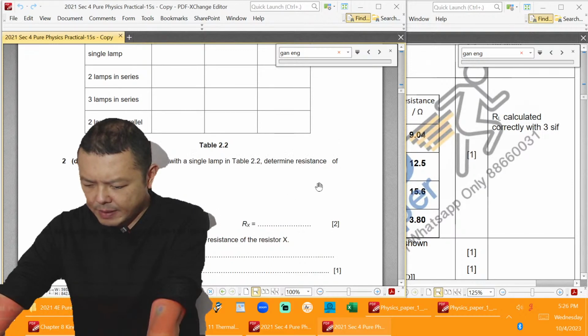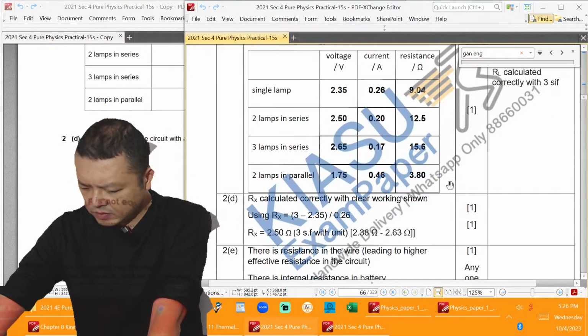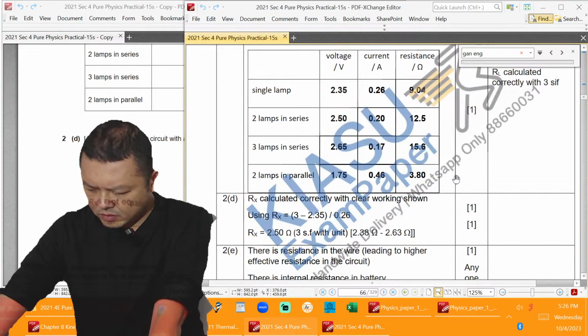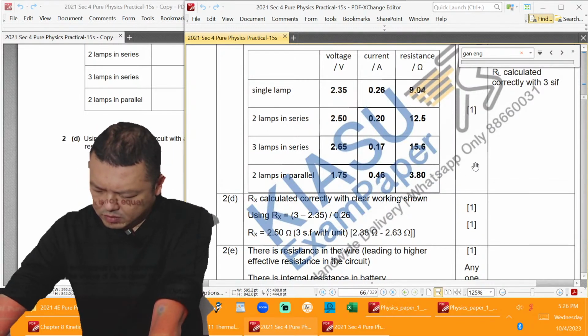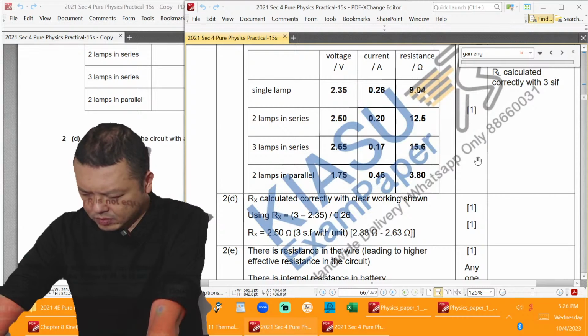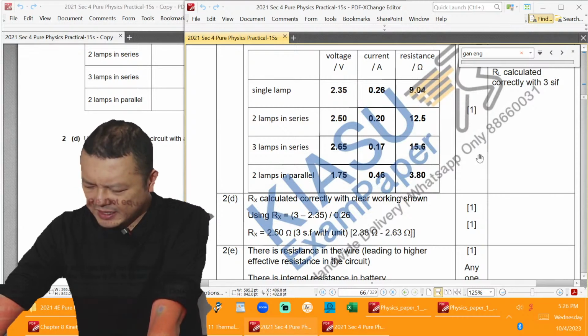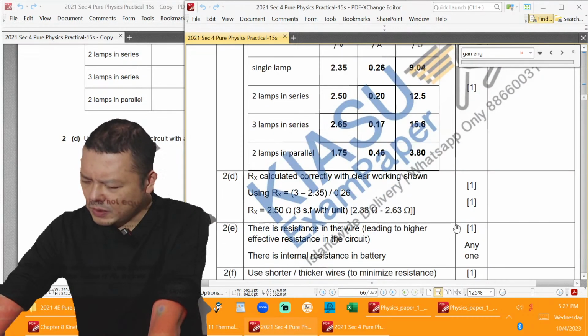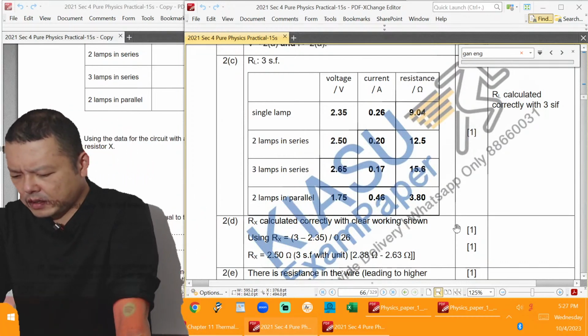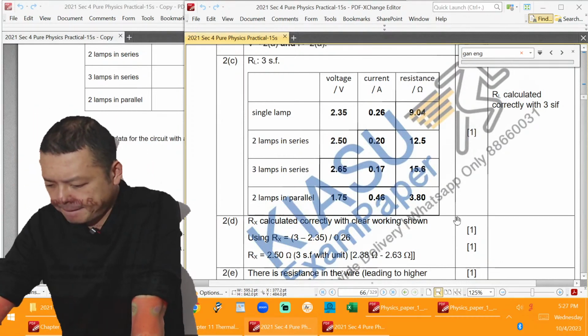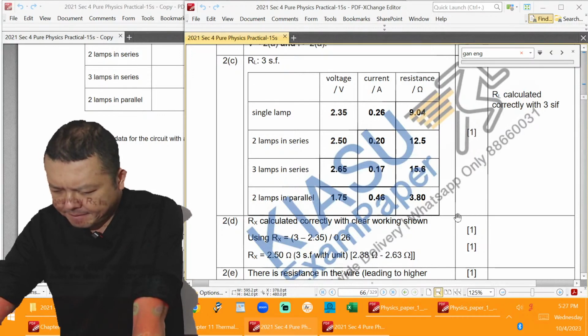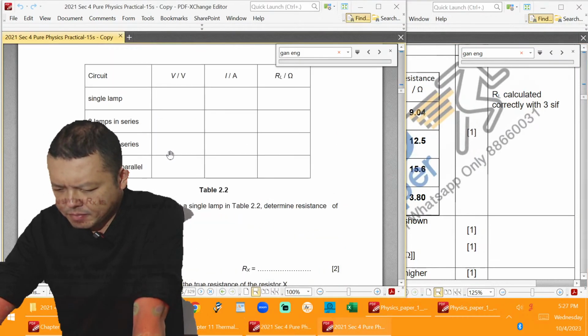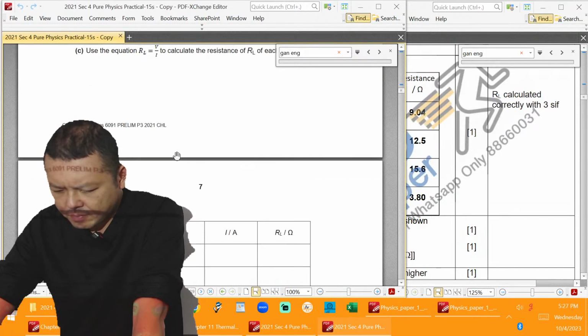Using data with a single lamp, determine the resistance of resistor X. Three SF. Oh yeah, 3SF. Why is it not 2SF? You divide by 0.26, right? I wonder what the schools say. Maybe it's 2 and 3. If you don't follow the SF rule, you can put it as 2 or 3 SF. It says the resistance is 3 SF.